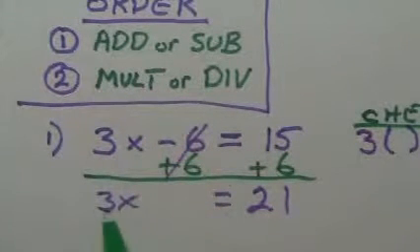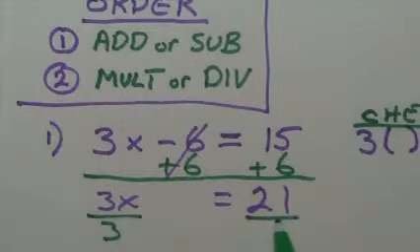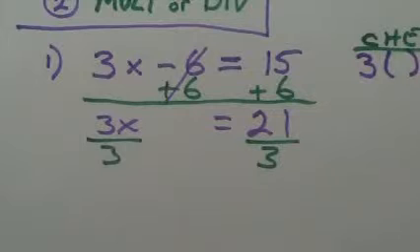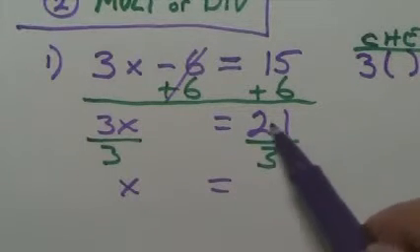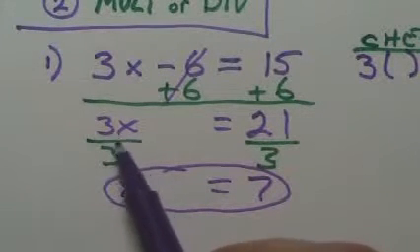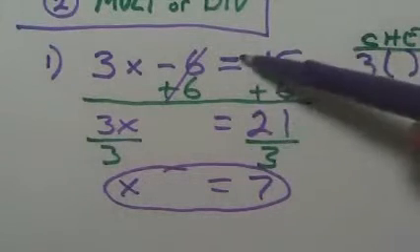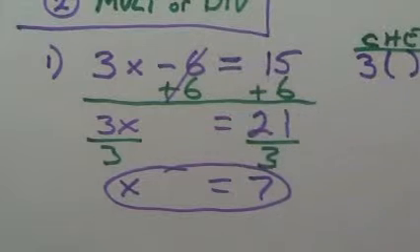Multiply or dividing. So this is times, so I will do division. I'll divide by 3, both sides. And that leaves you with 21 divided by 3 is 7. And you can just see that right here too, because 3 times 7 is 21. Now notice how I keep my equals lined up. That's what you should be doing. Keep your equals lined up.